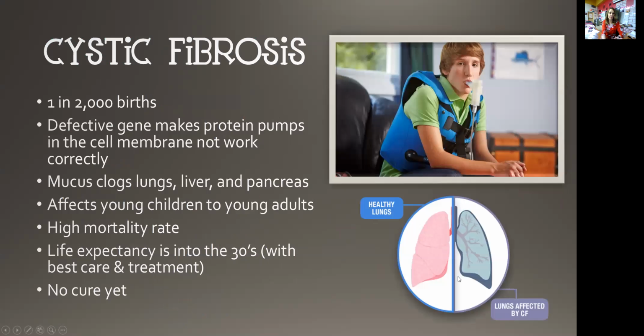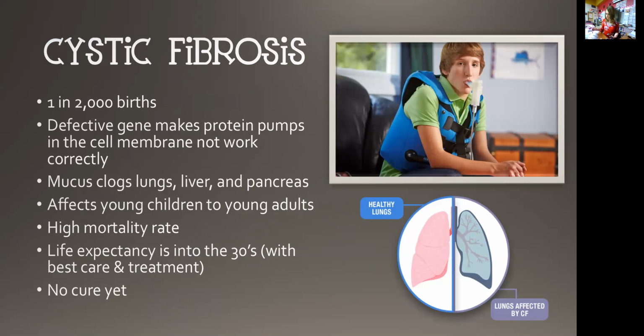Cystic fibrosis is another disorder that's carried on a recessive allele. It's 1 in 2,000 births, and what happens with cystic fibrosis is there's a very thick buildup of sticky, yucky mucus in the lungs, and it can also spread to the liver and the pancreas. Well, if it gets to the liver, it cuts down on your body's ability to filter out toxins. If it gets into the pancreas, it causes your body to lose the ability to produce insulin. And in the lungs, it cuts down on your body's ability to bring in oxygen.